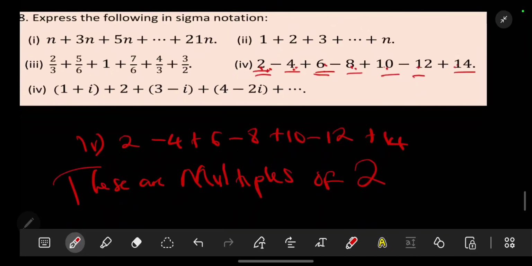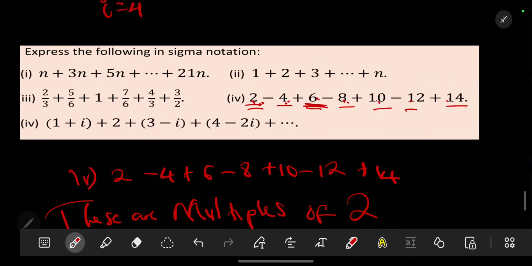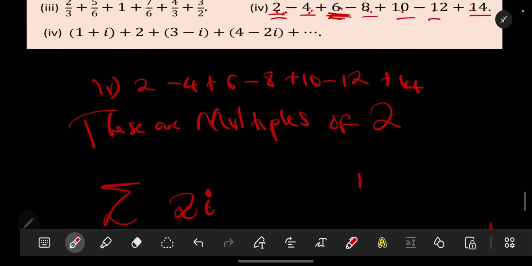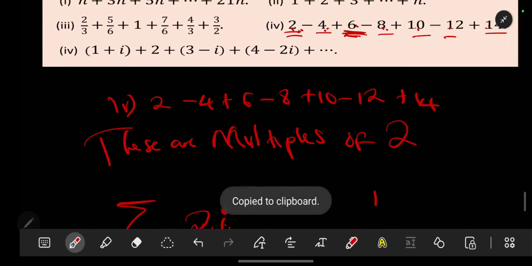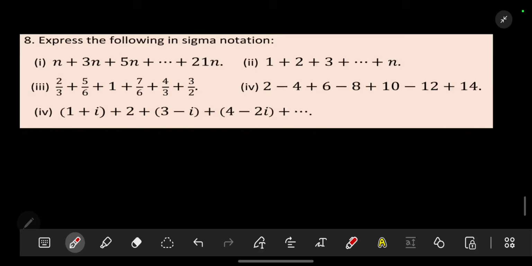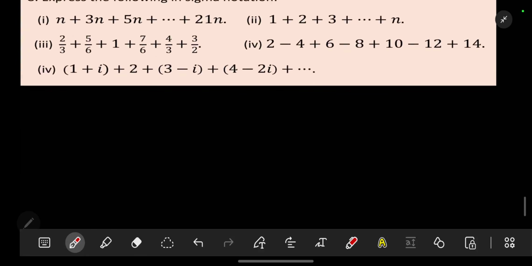Just for the sake of marks, you can show that your sigma notation is working. Then for the last one, it says that we have this. Try to see if it is an AP. By finding out whether it's an AP or not, it will help you.